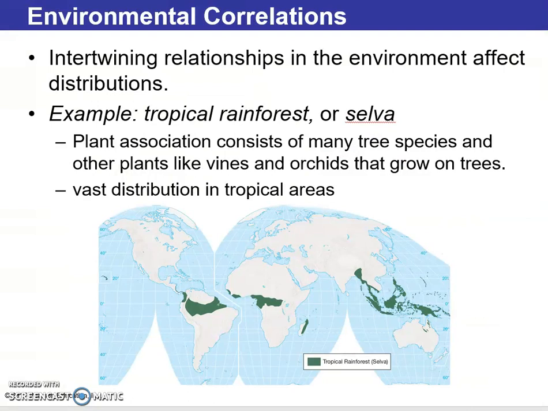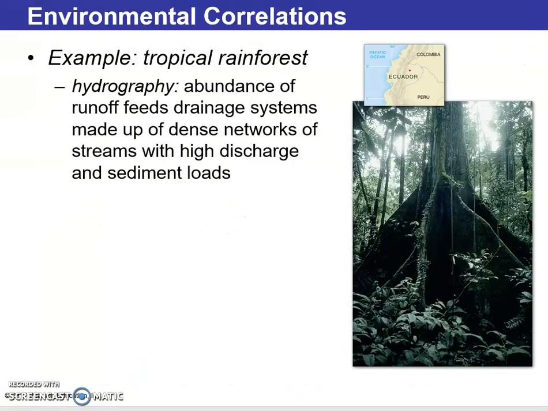tropical forest or selva, plants associated with many different species, so what plant will grow among other plant species, and so forth. Example, tropical drainage forest, hydrography, abundance of runoff for dense networks. There's a lot of water that's run off in this environment, and it tends to be a very dense network. Not all vegetation would survive it.